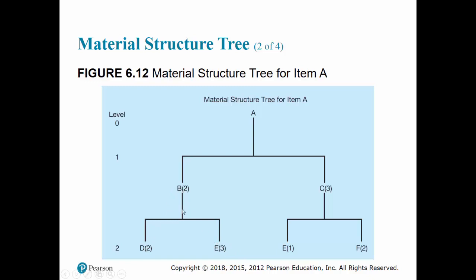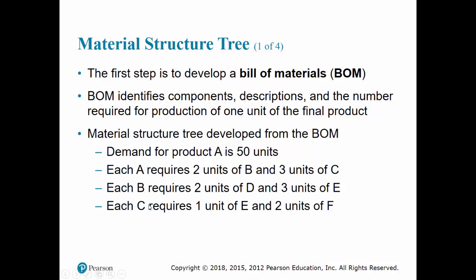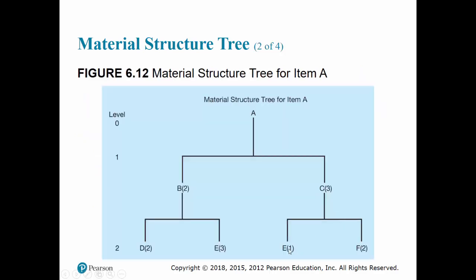3 units for 1 level above, 1 unit of B. So this is not 3 units for 2 units of B. Now that 2 refers to A. That 2 has nothing to do with down below. So you need 2 units of B for A, and 3 units of E for 1 unit of B here. Same like C requires 1 unit of E and 2 units of F. So that means 1 unit of E for 1 unit of C, not 3 units of C, and 2 units of F for 1 unit of C.